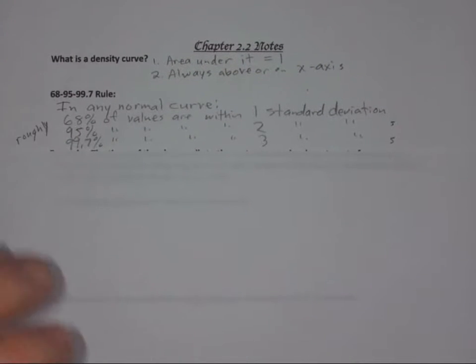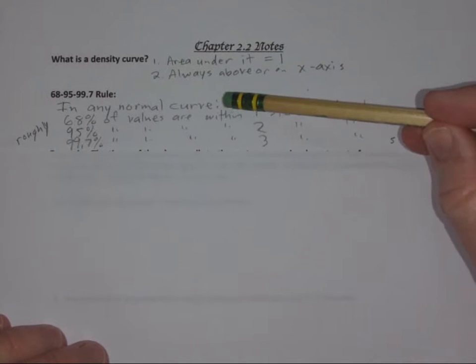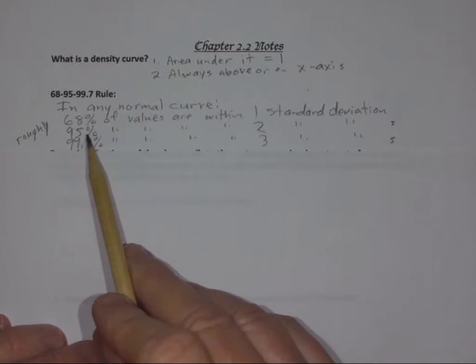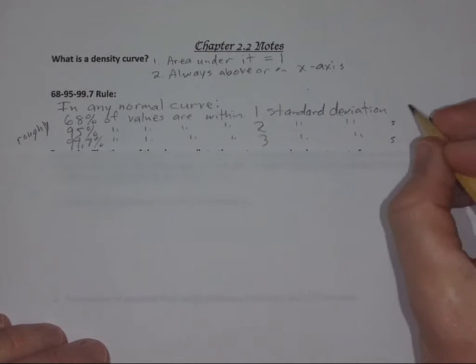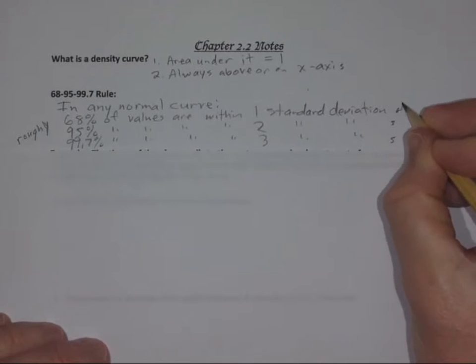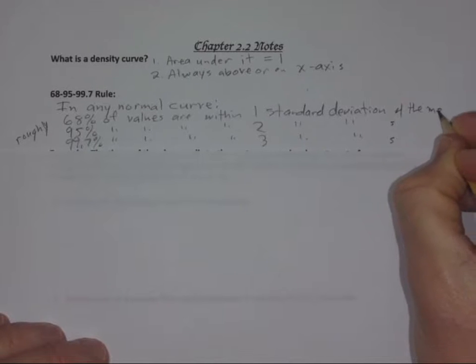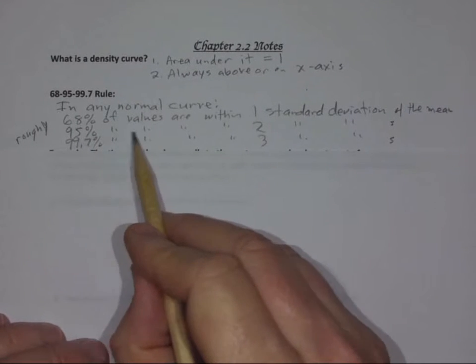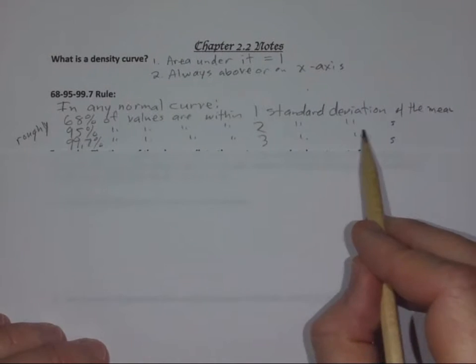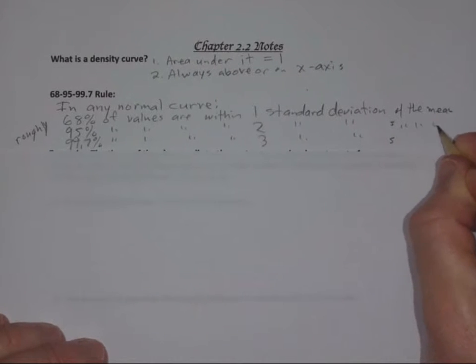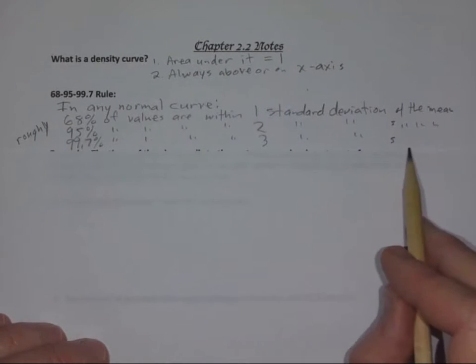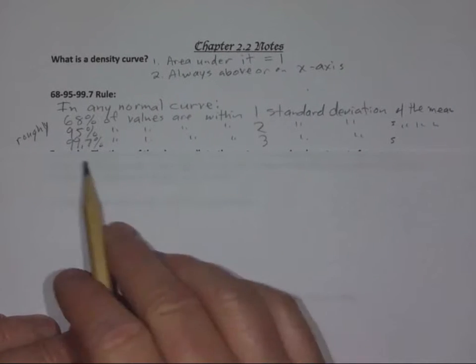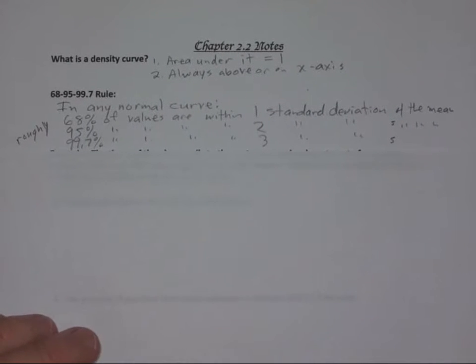All right, and it is this: in any normal curve or any normal model, 68% of the values are within 1 standard deviation of the mean. 95% of the values are within 2 standard deviations of the mean, and 99.7% of the values are within 3 standard deviations of the mean. So basically almost the whole curve is within 3 standard deviations.